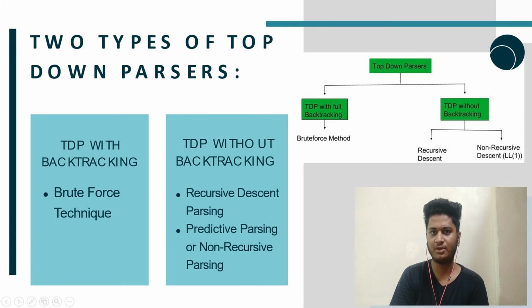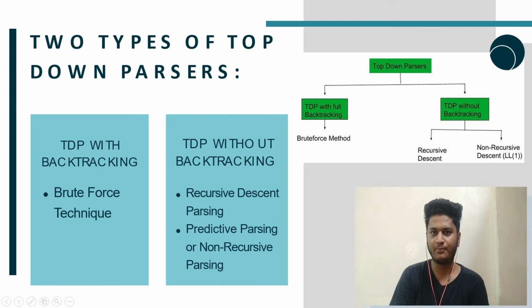The process of constructing the parse tree, which starts from the root and goes down to the leaves, is the top-down parser. A top-down parser requires grammar which is free from ambiguity and left recursion. Top-down parsers are further divided into two parts, with backtracking and without backtracking, and are further subdivided into the brute force technique and the recursive descent parser.